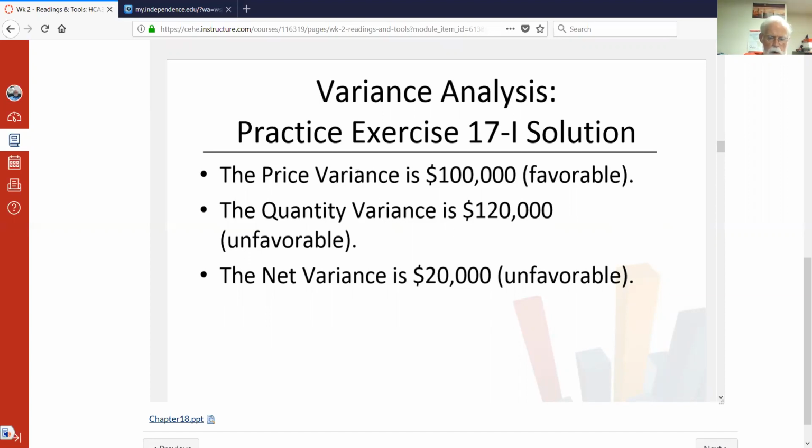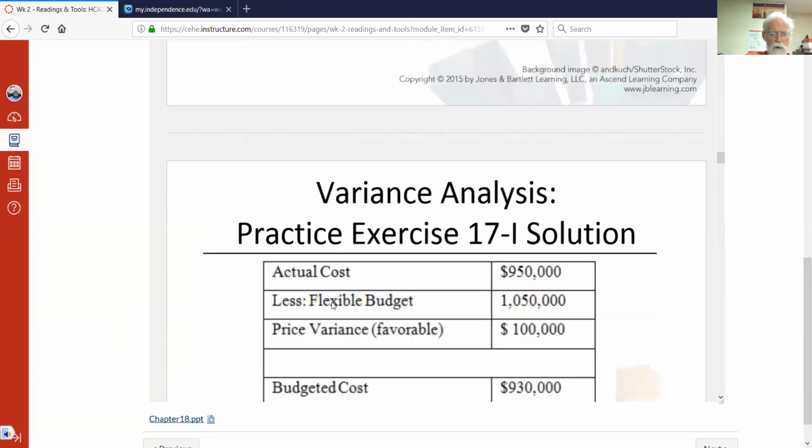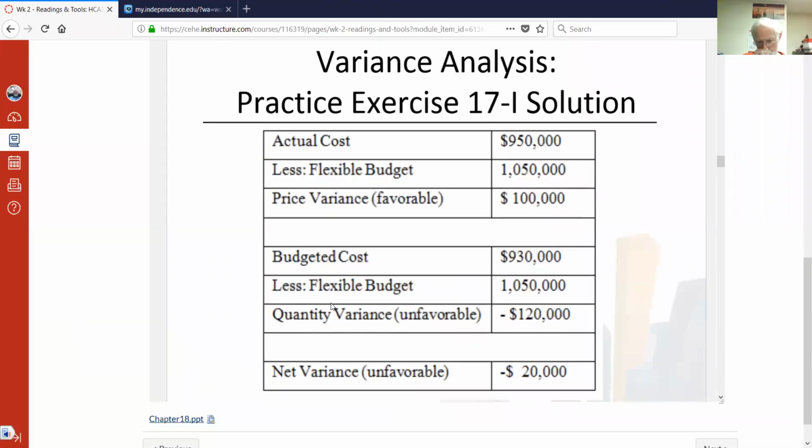What we do is we're comparing here a two variance analysis. Price variance, we got a favorable $100,000. It cost us less than we planned. The quantity, however, may be 20,000 over. So the net variance is an unfavorable 20,000. So we look at our net variance. We want to look at these numbers very carefully.